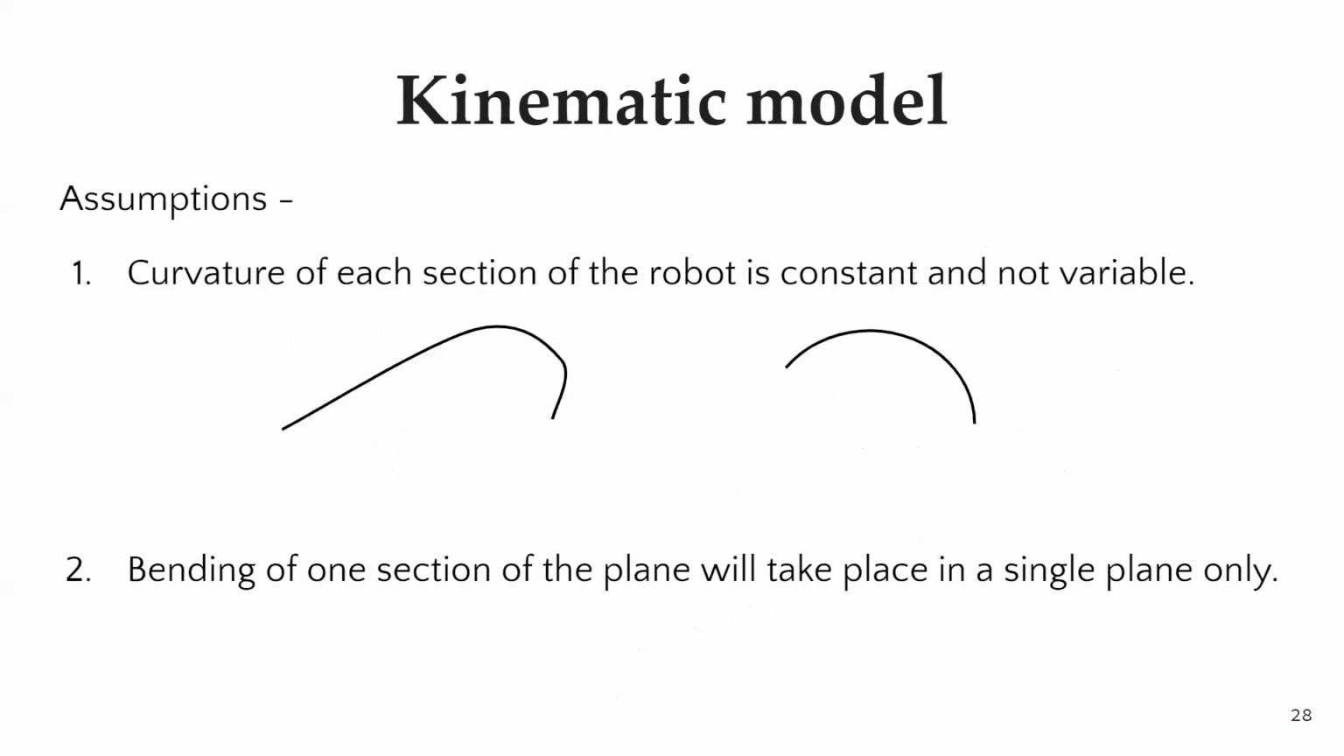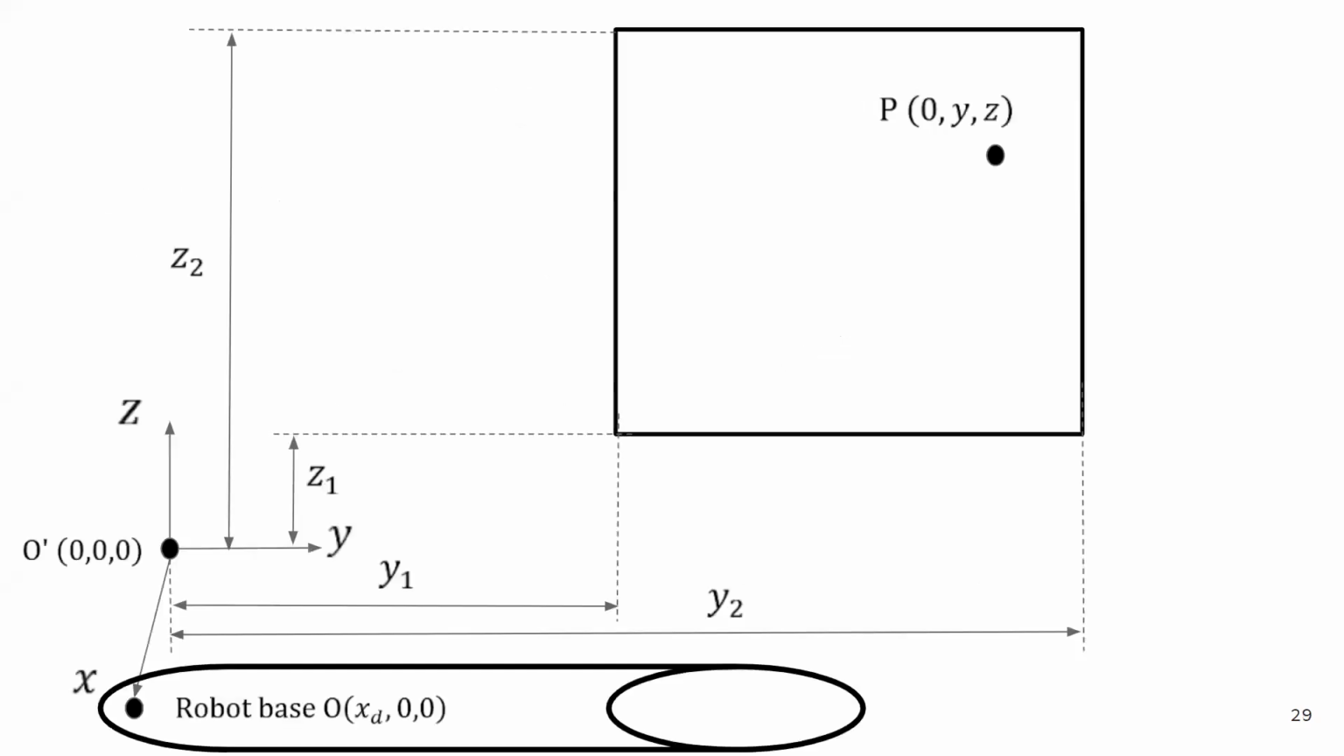Now let's start with the kinematic model. The assumptions that I'm taking are that the curvature of each section of the robot is constant, and the bending of one section will take place in a single plane only. This will be the setup. This is the robot, which is at a distance xd from the wall. This plane denotes the wall, that is zy, and there is a screen at a certain distance from the coordinate system.